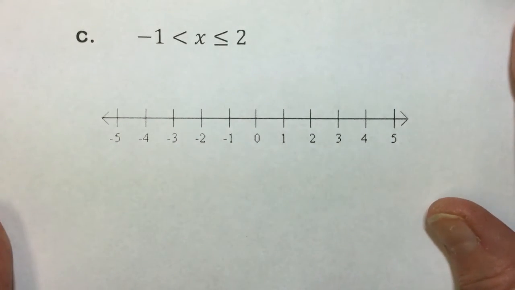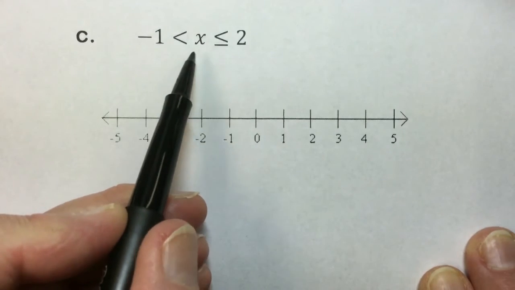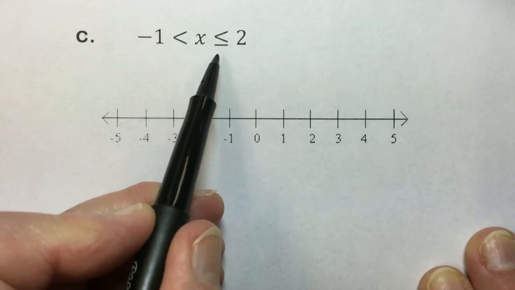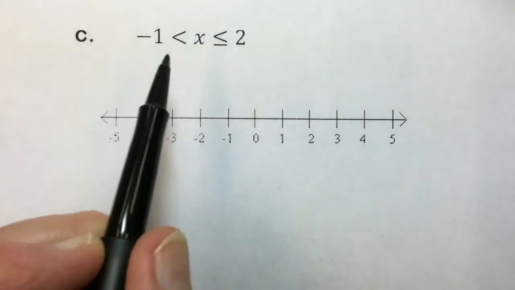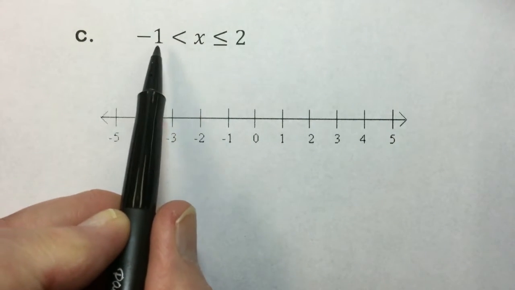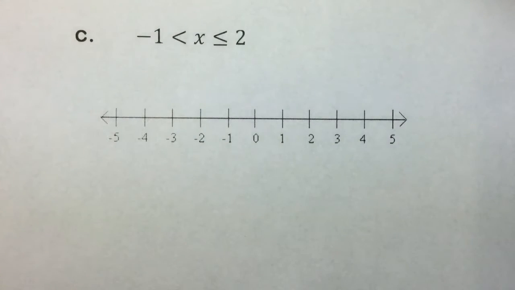The last example, we have an inequality which can be read -1 is less than x and x is less than or equal to 2, or it can be read as x is greater than -1 and x is less than or equal to 2. For a solution, both of these conditions need to be met.